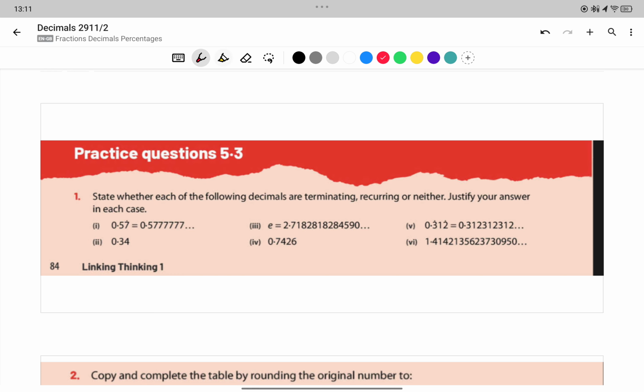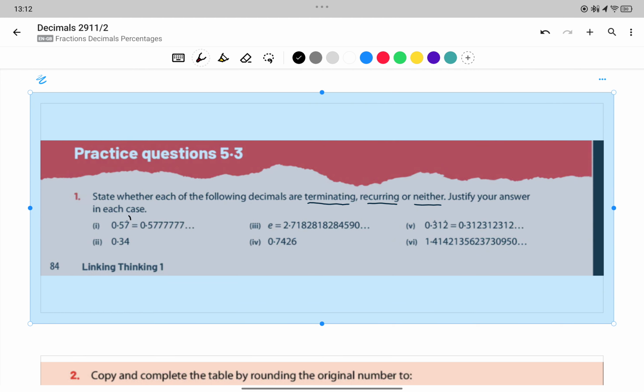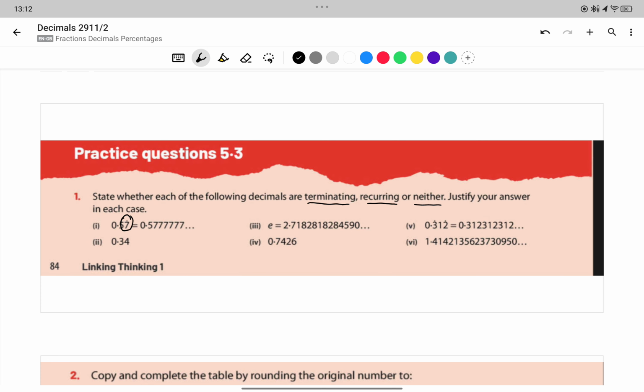So I'm going to underline the important parts here. State whether each of the following are terminating, reoccurring, or neither. So you have a dot above that 7, and they have done out the next step for us. They've done all the 7s. The dot dot dot at the end saying that 7 just continues. So that one looks like it's reoccurring. So in your copybook, write out that it's reoccurring.